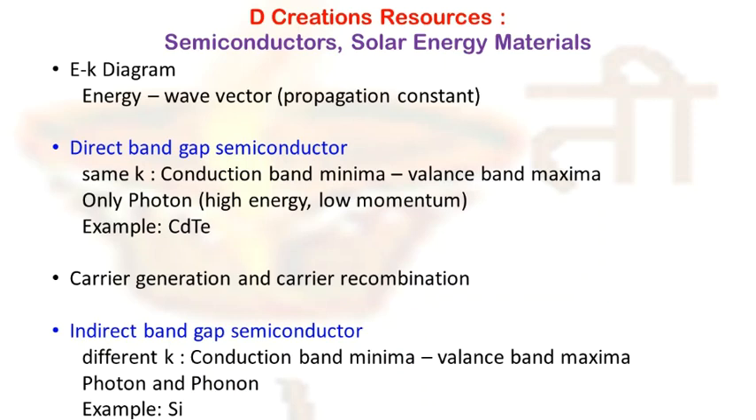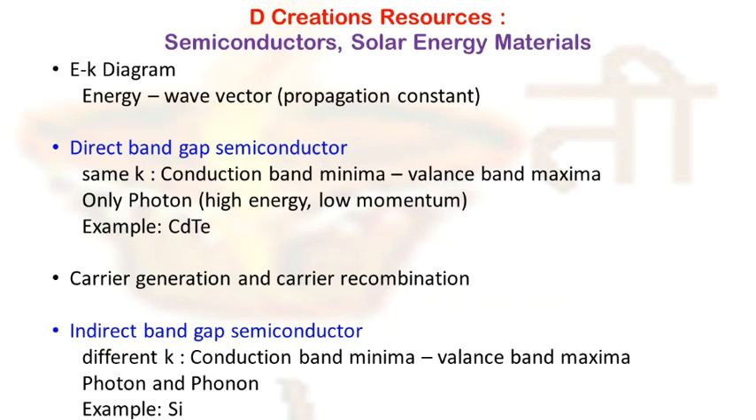Welcome to Decreation's resources. Try to visualize an energy band diagram where you are plotting E versus k, energy versus k. We now know that the energy gap is between the lowest level of the conduction band and the highest level of the valence band. So imagine that you are plotting energy with respect to wave vector or propagation constant k. So it's E versus k, which is also called the EK diagram.